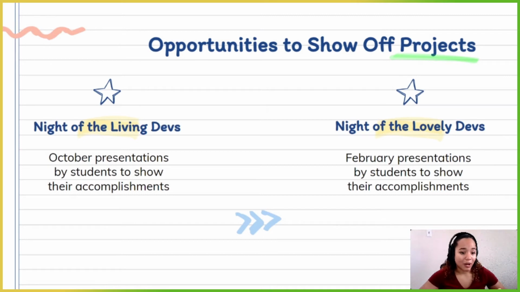There are also ample opportunities to show off your work and your projects and kind of get used to talking about it. In particular, two very big events are Night of the Living Devs and Night of the Lovely Devs. Living Devs is in October and Lovely Devs is in February. And they're both presentations and showcases by students where you're able to apply, and if you're accepted, you can make a slideshow and a presentation talking to teachers and other students and occasionally industry guests to say, you know, here's this thing that I made, isn't it so cool? Here's all the work that went into it.